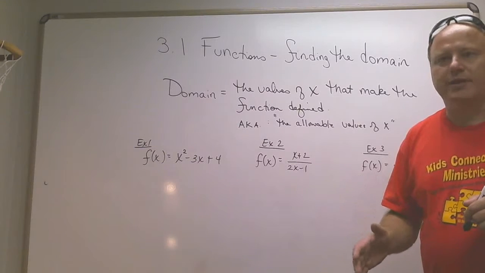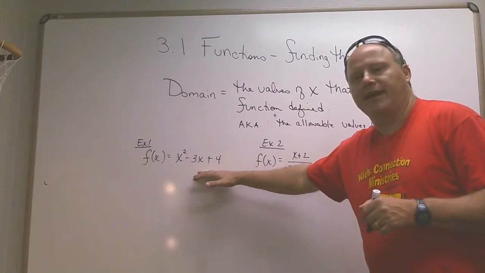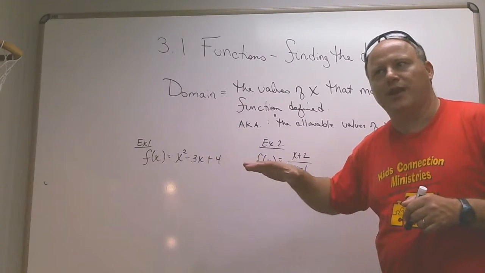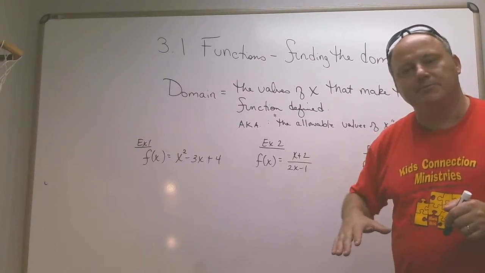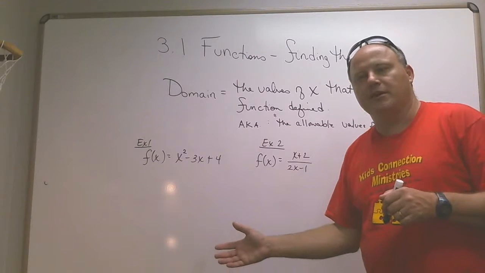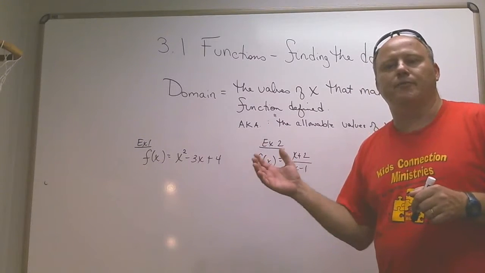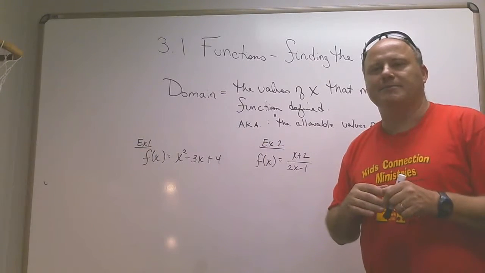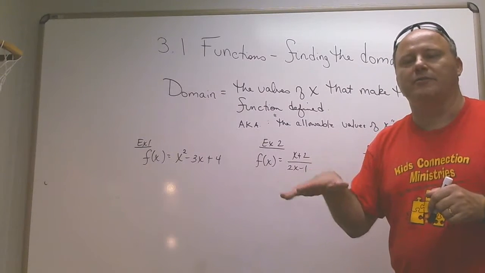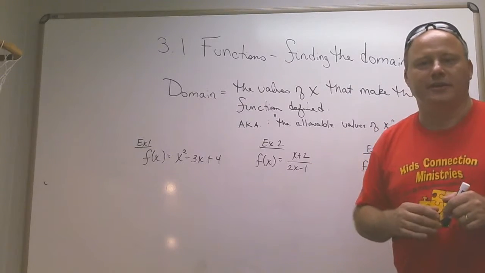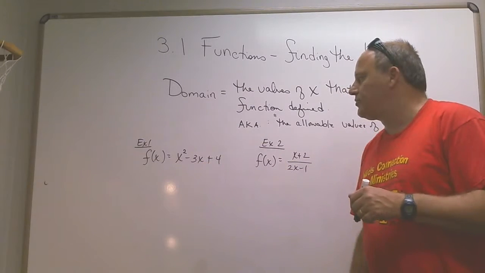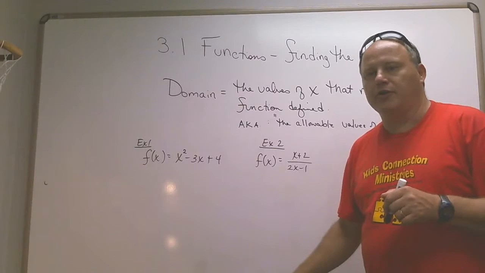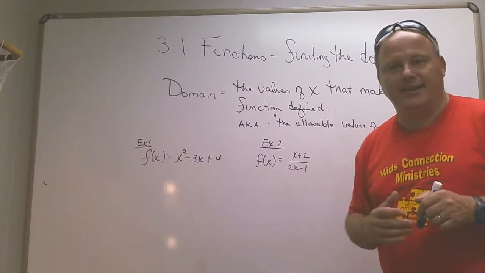I look at it this way: if the machine will take anything, then it's all real numbers. You try to be an optimist sometimes and a pessimist other times. An optimist assumes everything is going to work and then discards everything else. A pessimist assumes nothing works and tries to figure out all the numbers that don't work. Sometimes one's better than the other. Now on this one, f of x equals x squared minus 3x plus 4, if you try to figure out what numbers don't work, you're going to be there for a long time because you can't find any.